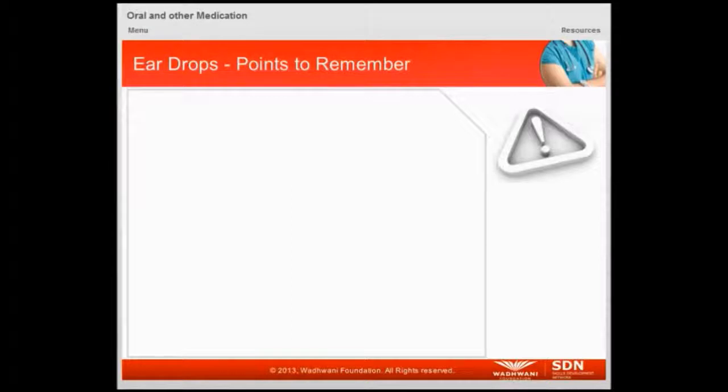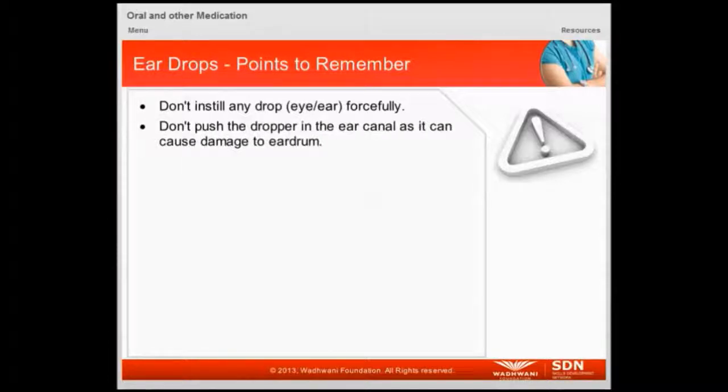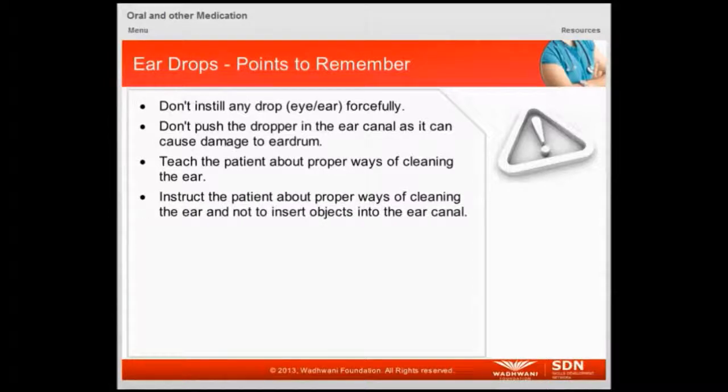Always remember the following points. Do not instill any drop forcefully. Do not push the dropper into the ear canal as it can damage the eardrum. Teach the patient about proper ways of cleaning the ear. Instruct the patient not to insert objects into the ear canal.